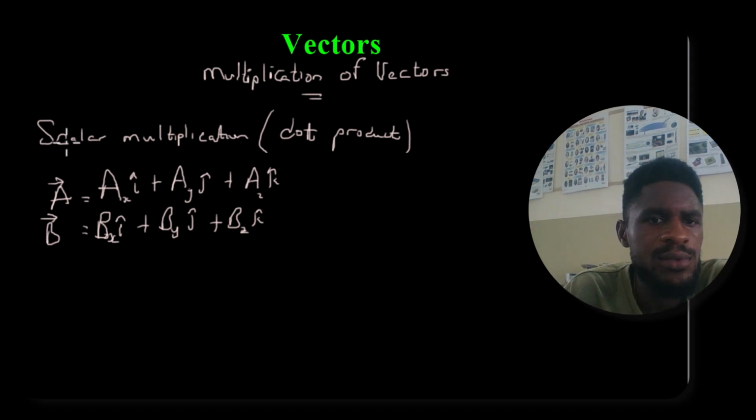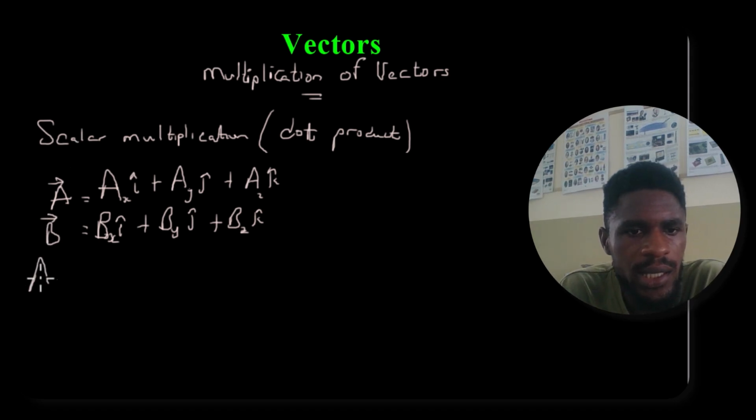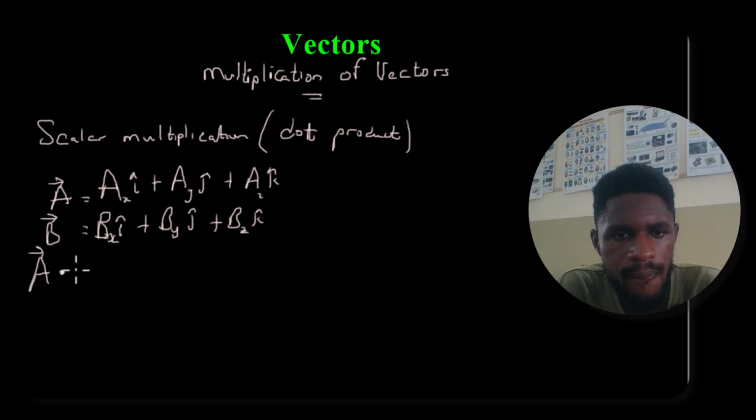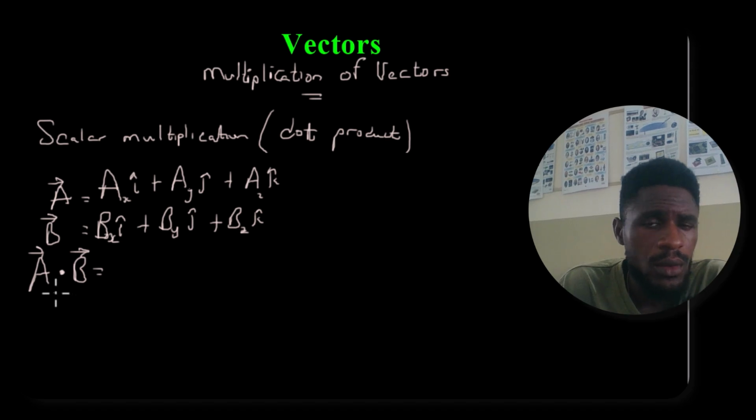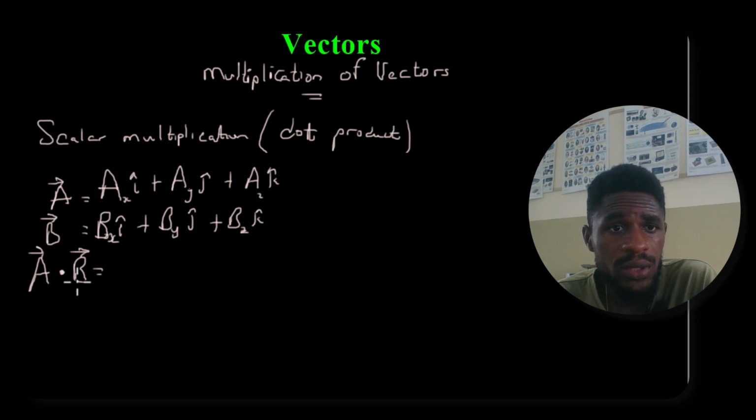Now, when we want to carry out the scalar multiplication, that is A vector dot B vector, what does it mean? First and foremost, in order to carry out the dot product, there are two things that we should note. Number one, the two vectors must be starting from the same point, and then there must be an angle between them.